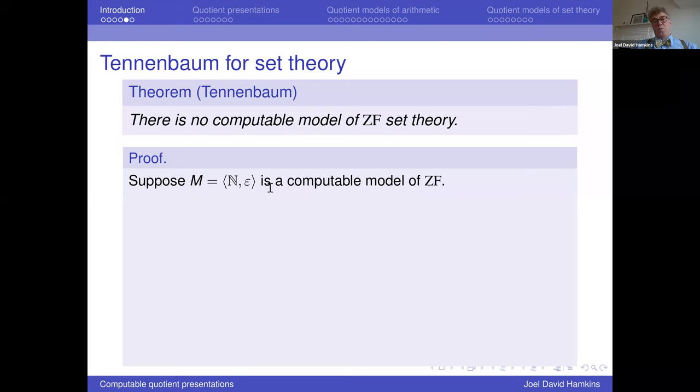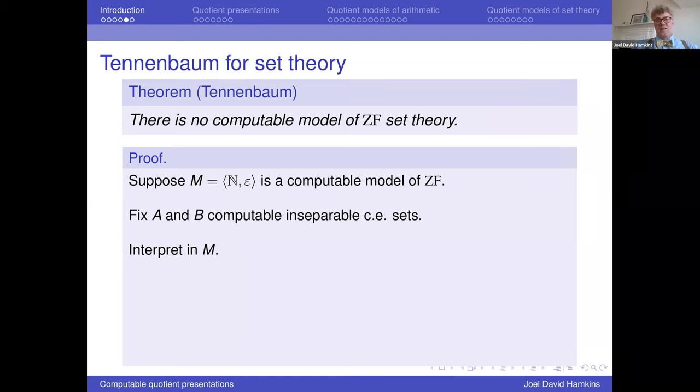Suppose that we had a computable model M of ZF, say. Then, fix the computably inseparable CE sets. And we can interpret those sets inside M because it's a model of set theory. It has the programs that we use to enumerate them. And so we can see what that model thinks happens with those programs when you run the enumeration. And we could just let C be the set of numbers that the model thinks get enumerated into A before they get enumerated into B. I mean, in case they overlap, otherwise we just take M's version of A.